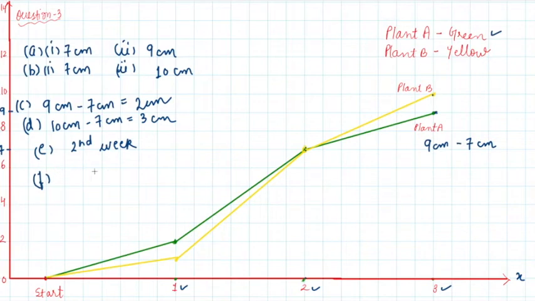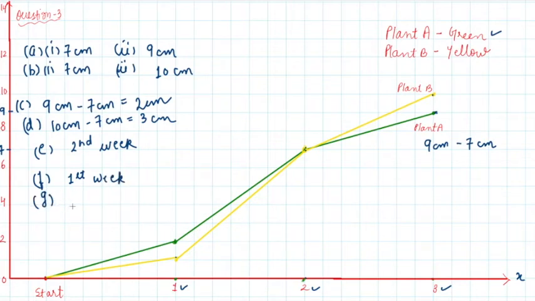F part, during which week did plant B grow least? Plant B is your yellow. So in which week do you see it has grown least? This is this height. Now this is from 1 to second week. This is a longer lap here. And then this is third week. So I see the shortest distance is from starting to 1 week. So I can write it as first week the plant B has grown least.